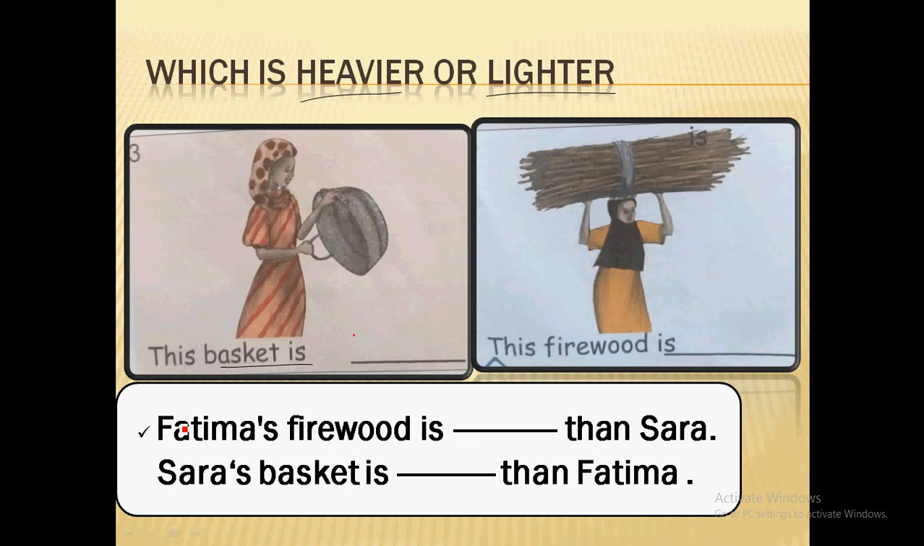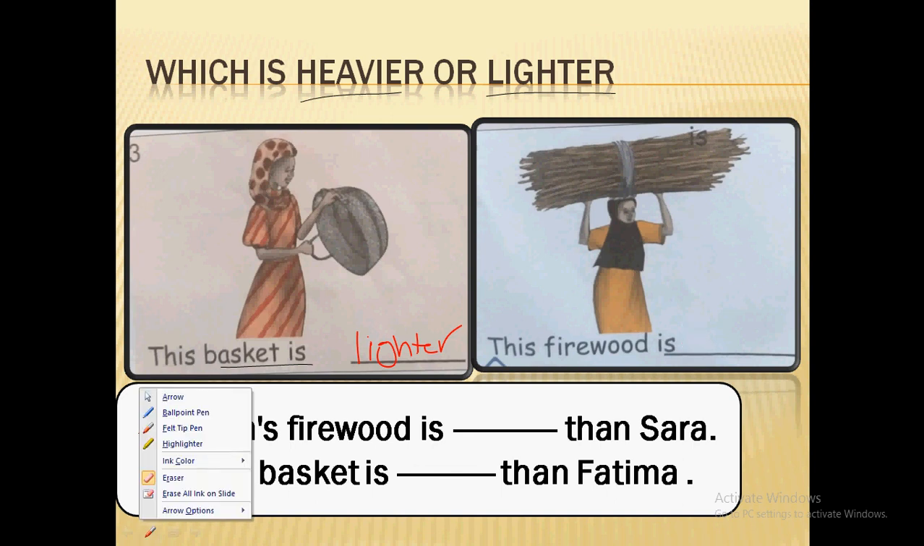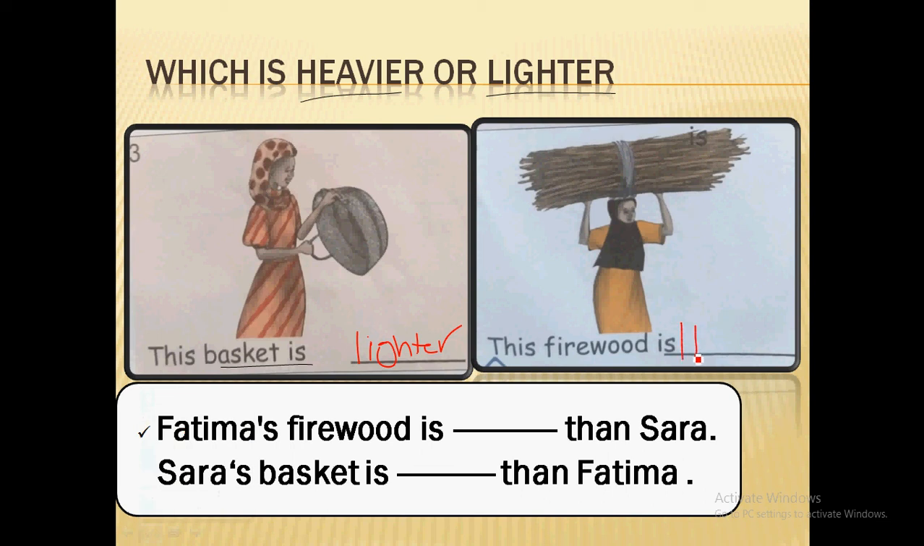So the first one is lighter. Good. This girl has a very light basket. And the other girl, this firewood is what? Look at the picture. What do you see? Is it what? Very heavy. Good. As you see, it is very heavy.